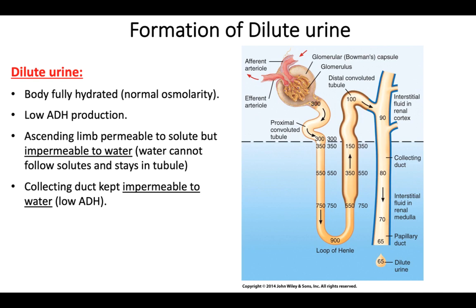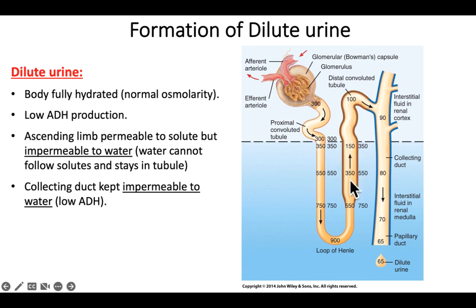Dilute urine is that nice clear urine. When you're fully hydrated and you look at the toilet, there's very little yellow in it. That's dilute urine. That means you're pretty fully hydrated and you're letting water just kind of flow through you. But notice what happened. The collecting duct is impermeable to water, meaning it can't come out. It stays in that collecting duct and stays in urine. So formation of dilute urine occurs when you're fully hydrated and you have low ADH.